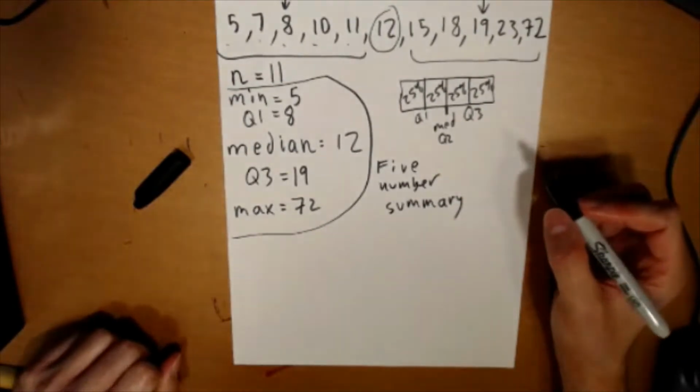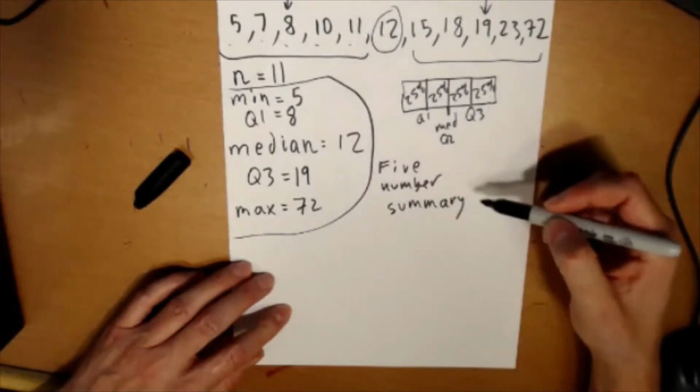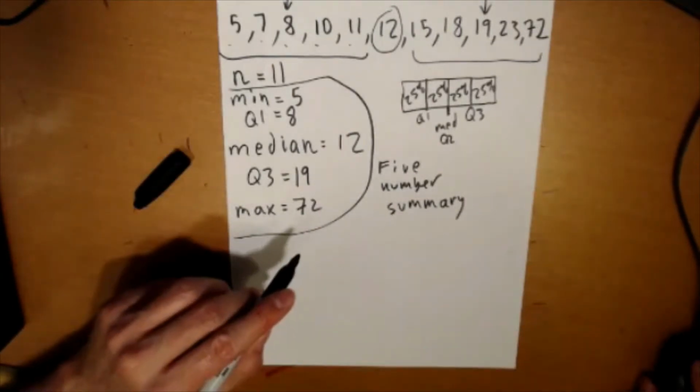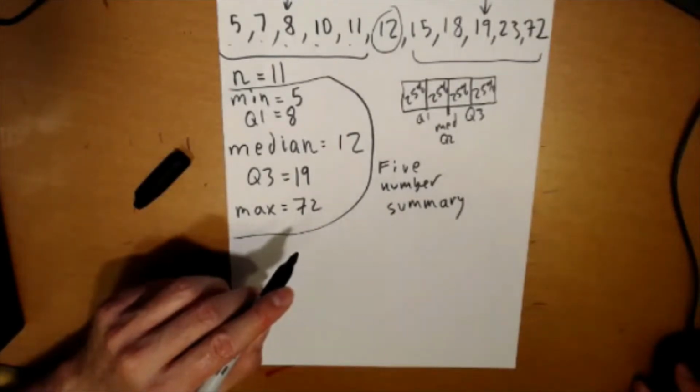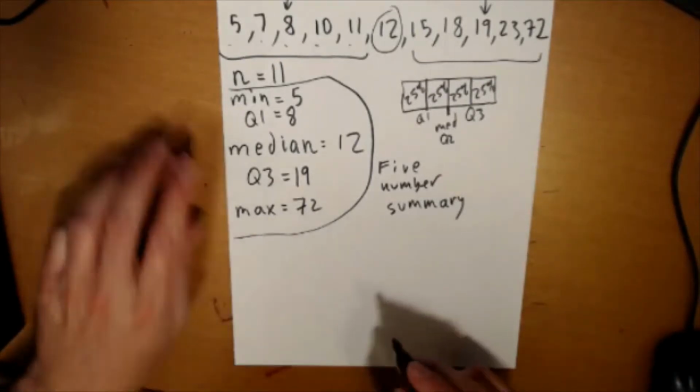Okay, the 5-number summary is the min, Q1, median, Q3, and the max, plus the sample size. So our little worksheet, what do they want next? Oh, let me show you how to do this on the calculator.